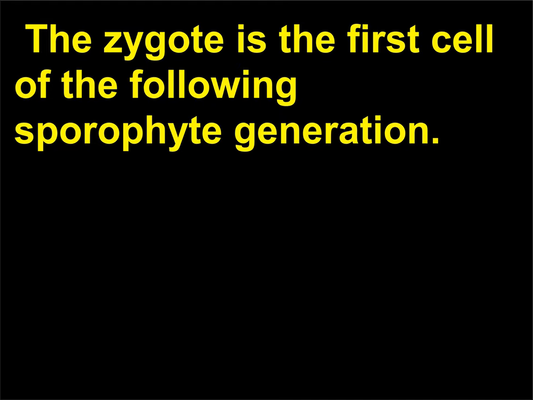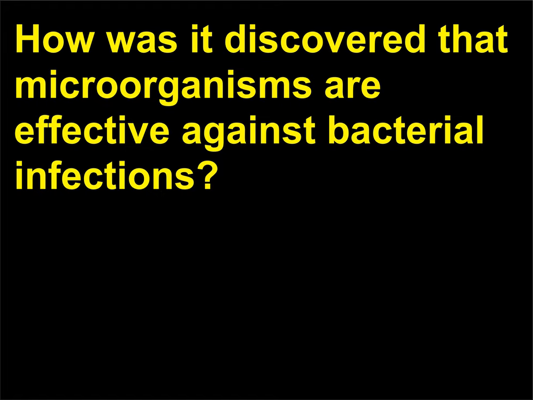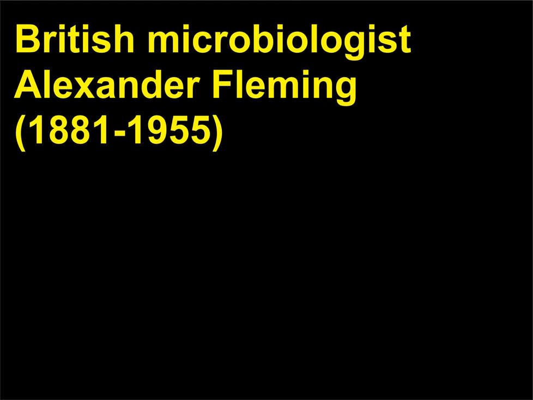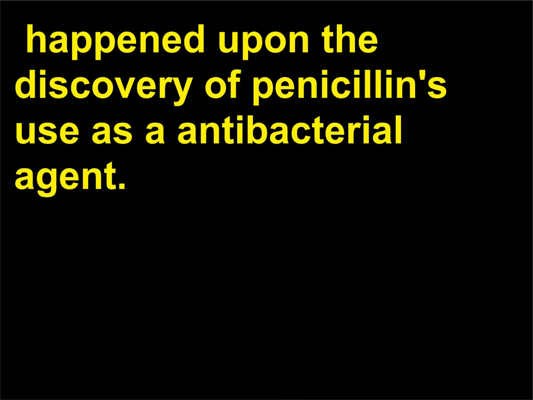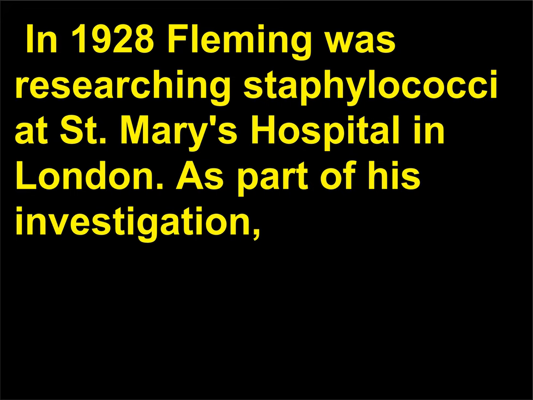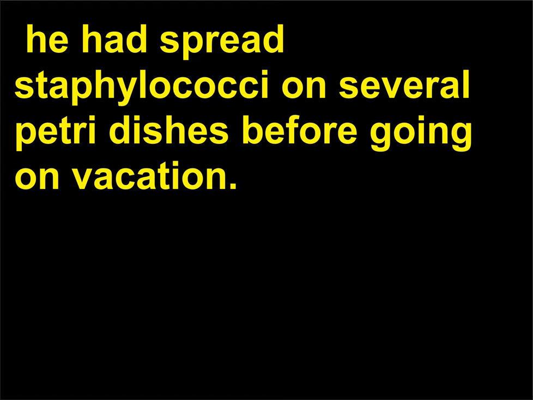How was it discovered that microorganisms are effective against bacterial infections? British microbiologist Alexander Fleming, 1881-1955, happened upon the discovery of penicillin's use as an antibacterial agent. In 1928, Fleming was researching staphylococci at St. Mary's Hospital in London. As part of his investigation, he had spread staphylococci on several petri dishes before going on vacation.